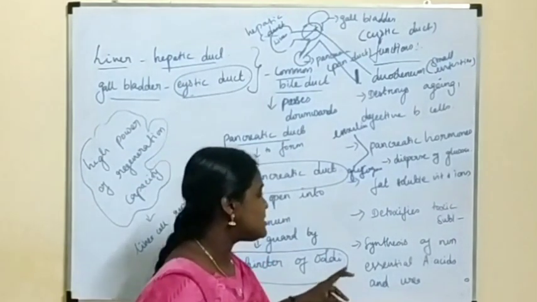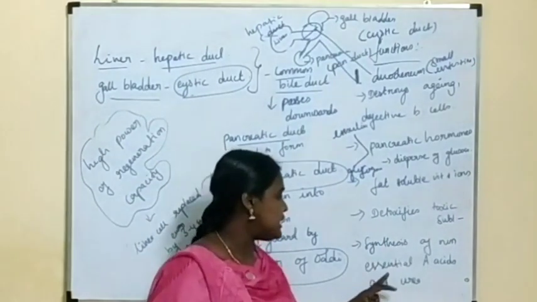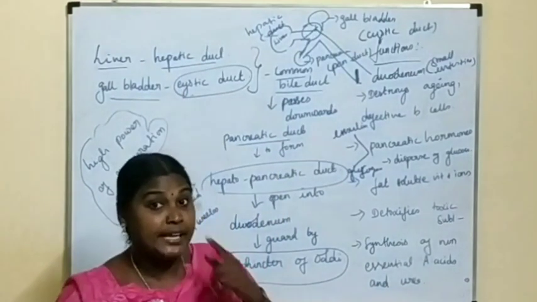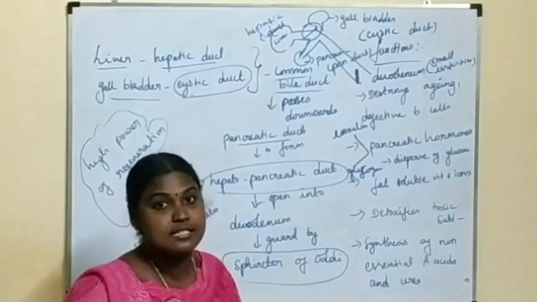Okay, so next is synthesis of non-essential amino acids and urea. Note, so liver is mainly involved in this, we will study it next in the excretory system.